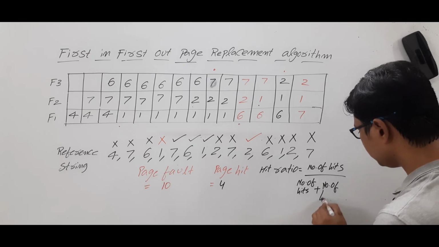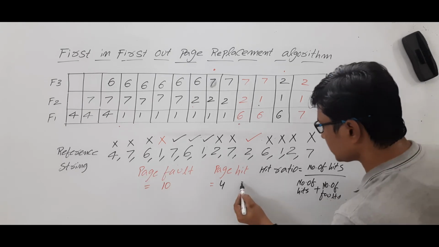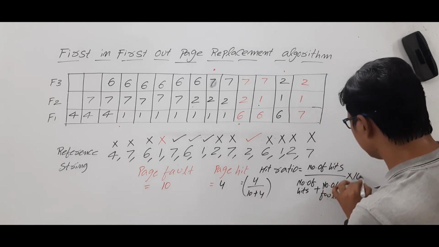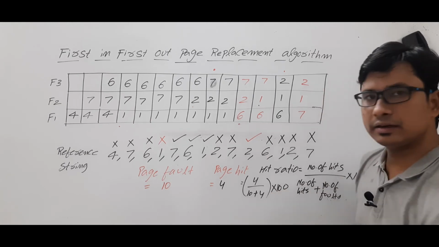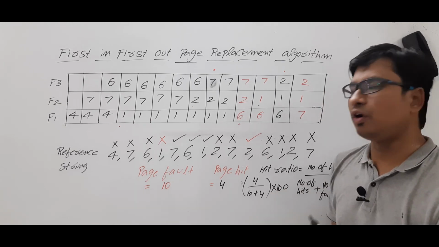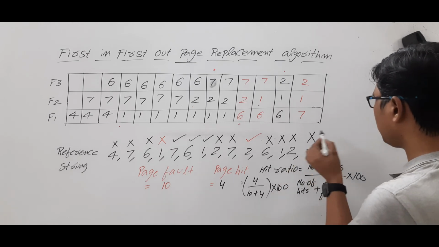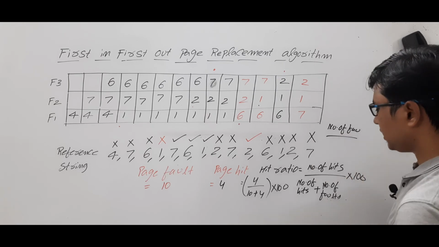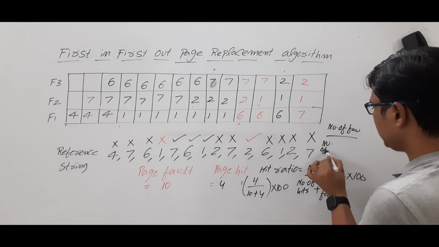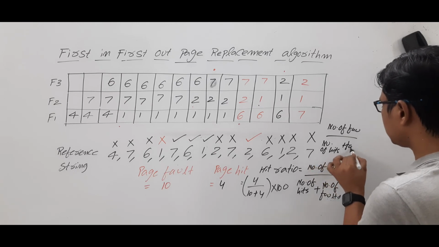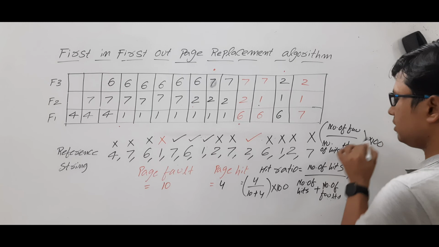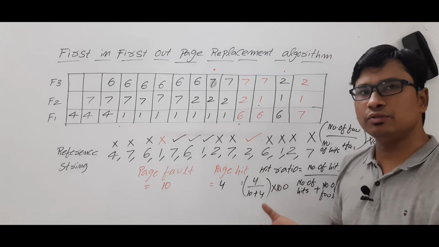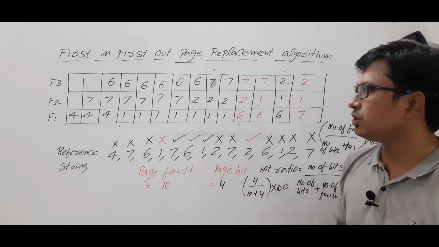Okay, which in this example is 4 by 10 plus 4 into 100, because it is a ratio you have to multiply with 100. If someone asks you to compute the fault ratio or miss ratio, you have to find number of page faults, okay, divided by number of hits plus faults into 100. Or even you can say that 100 minus hit ratio, that will give you the fault ratio. Is it clear? Are you able to understand it or not?